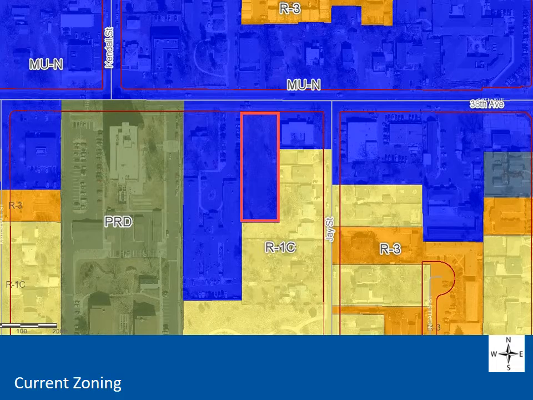The subject site is zoned mixed-use neighborhood, as are most of the properties along the 38th Avenue corridor. There are some R1C and R3 zoned properties to the south and east, mostly containing single-family homes. The Highlands West Tower is located to the west and zoned PRD, or Planned Residential Development. The MUN zoning on the property permits a mix of uses, including residential and office uses.